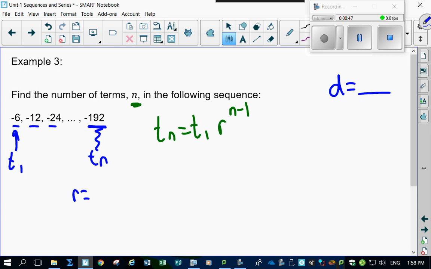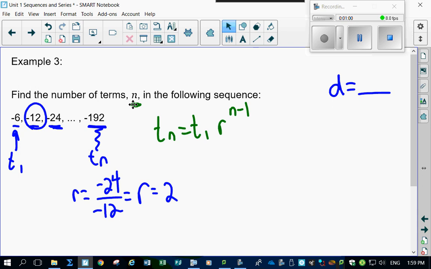All right, so let's find the ratio. Well, I'm going to pick a number, minus 24, and we're going to divide by minus 12. Given it's a ratio here of 2. Oh, that's just awesome. So now we know Tn, now we know T1, now we know r. Let's throw it in this formula and see what happens.